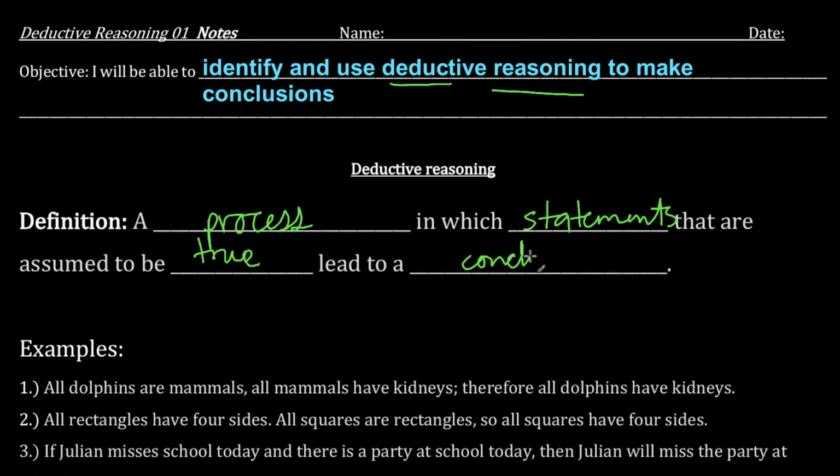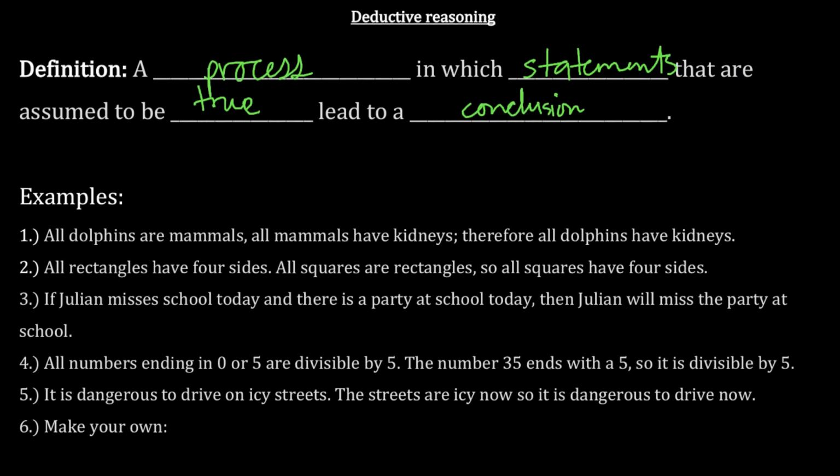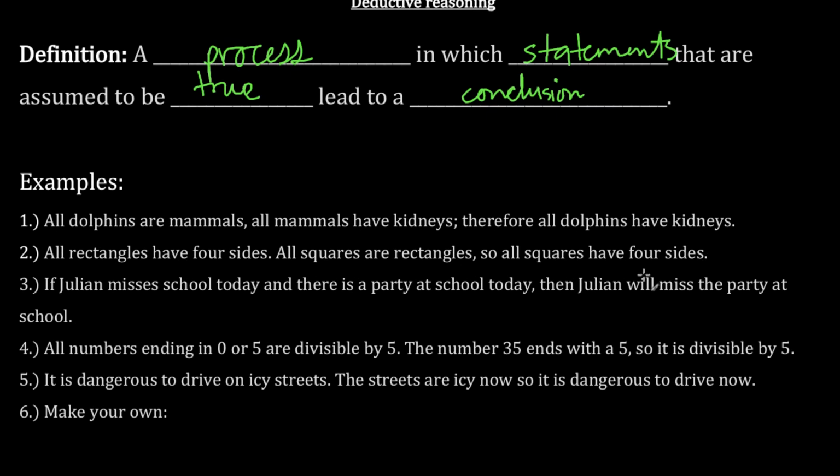This reasoning is one that many of you are familiar with. So let's look at some examples. The important thing is we assume statements are true. Like if this is true and this is true, then this is true. For example, all dolphins are mammals. We're going to assume that's true. And all mammals have kidneys. We're going to assume that's true.